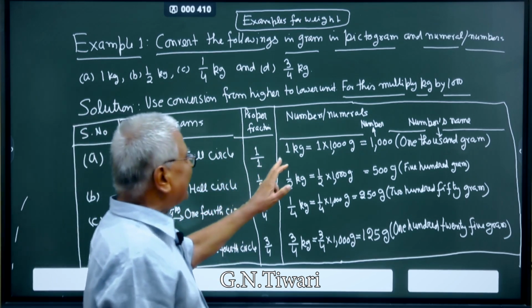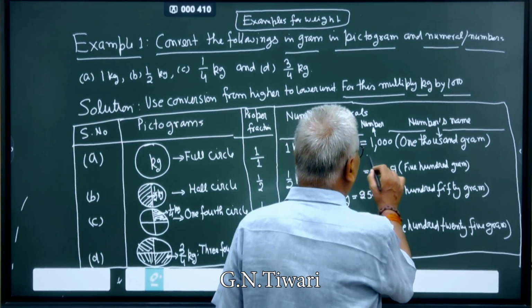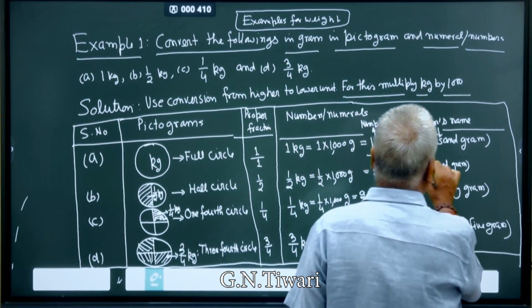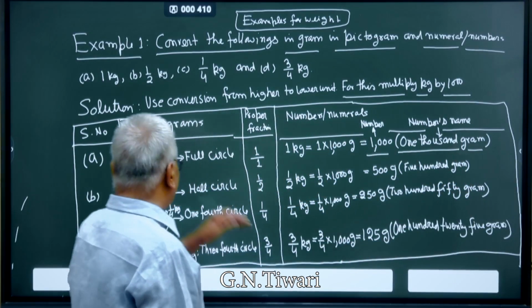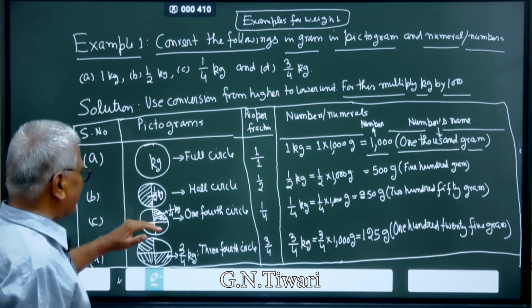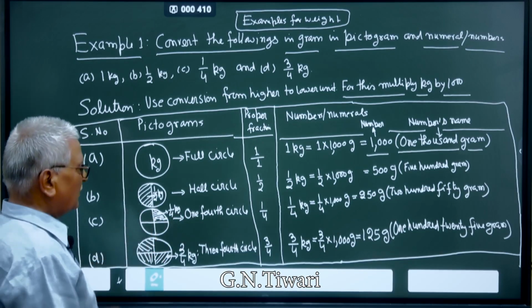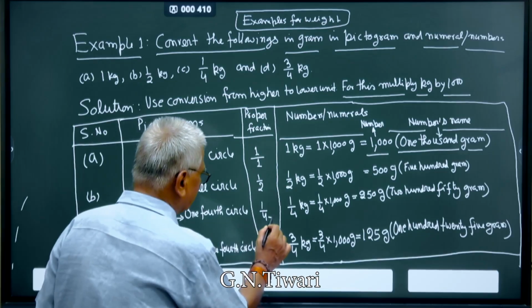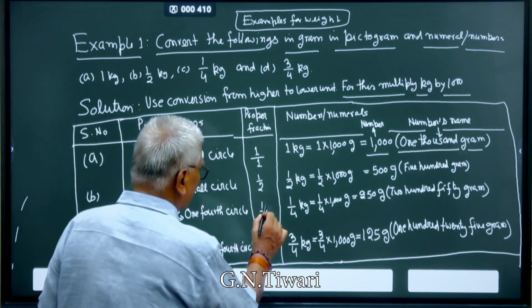Now 1 kg is equal to 1 kg into 1000 gram, so the number is 1000 and the number name is 1000 gram. It is a number name. Similarly, I am just giving the case 1/4. The circle is divided into 4 parts, which comes in the denominator, and we have taken one part. The one part is the numerator.